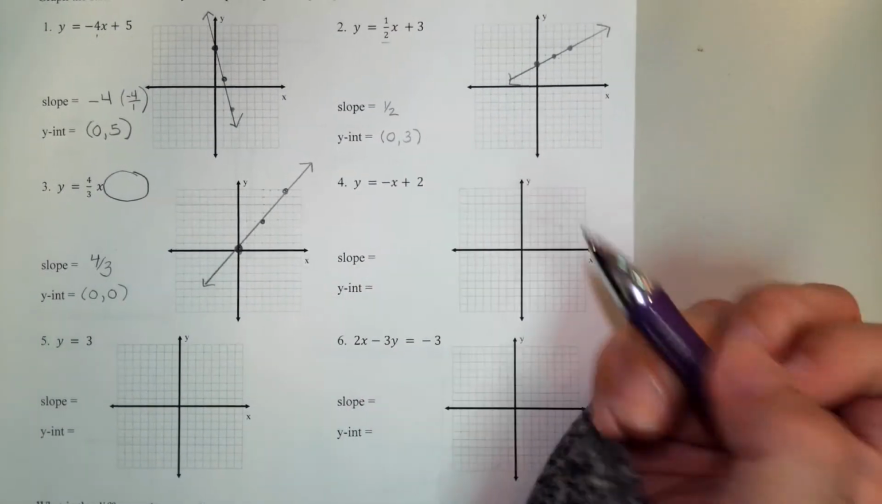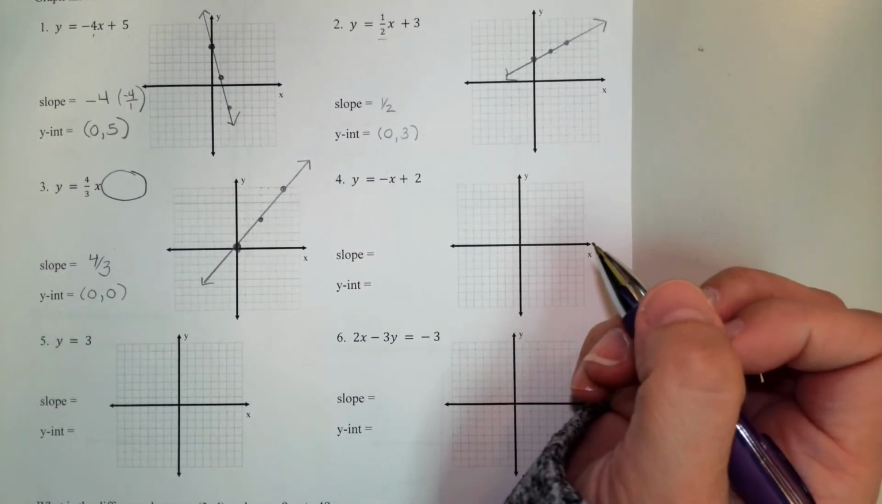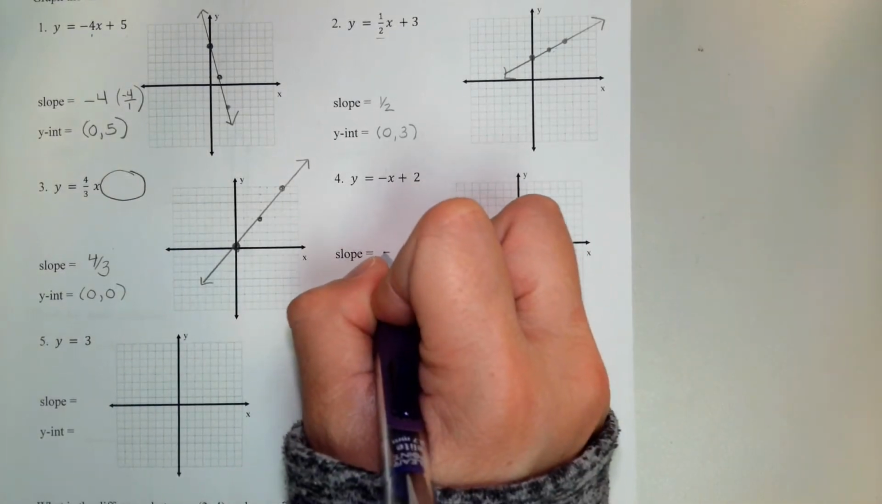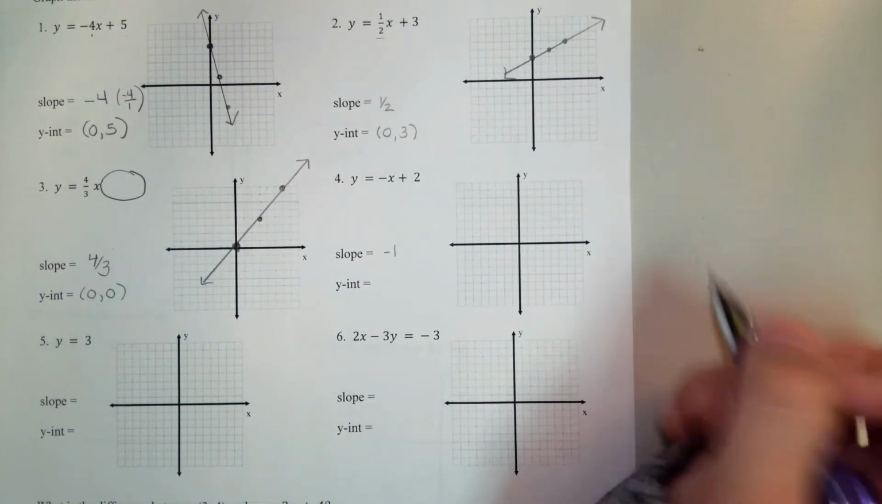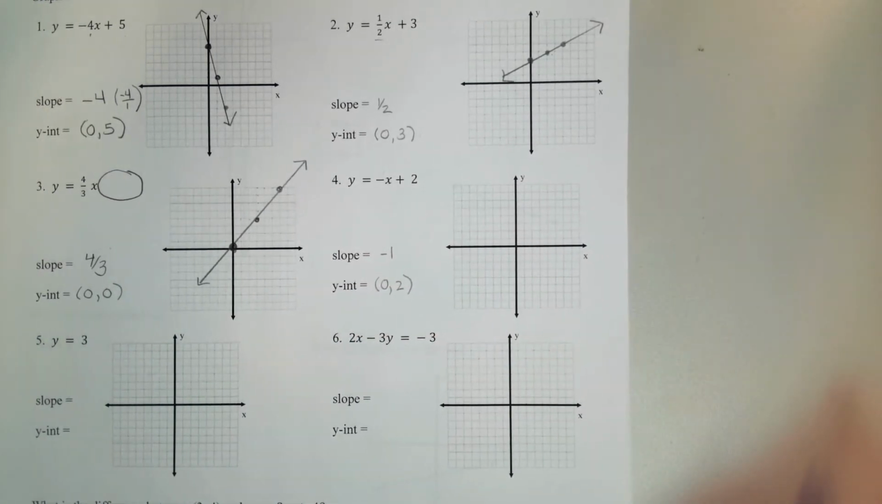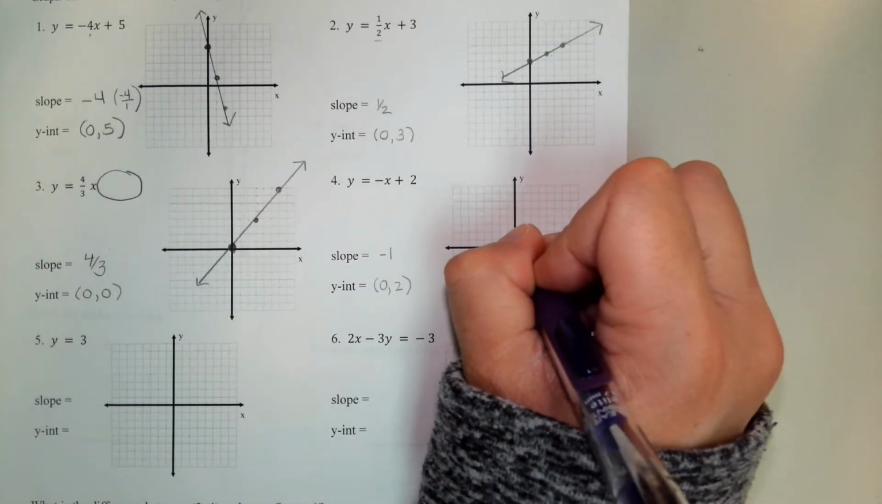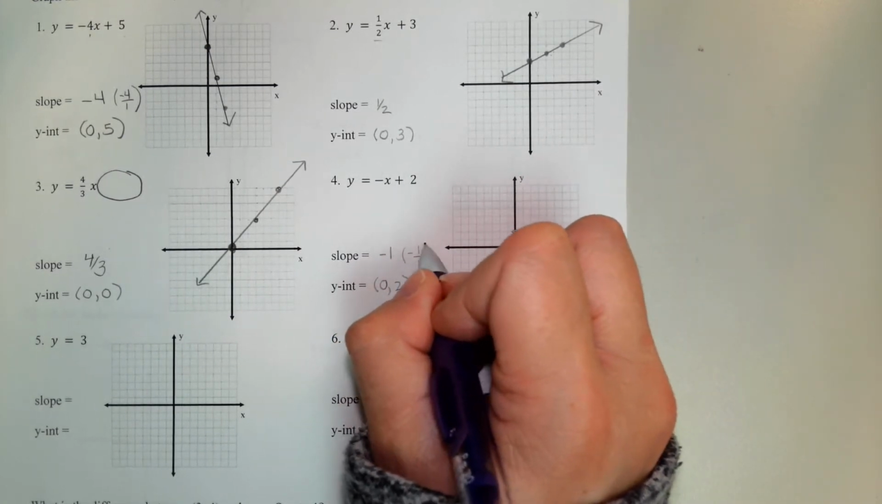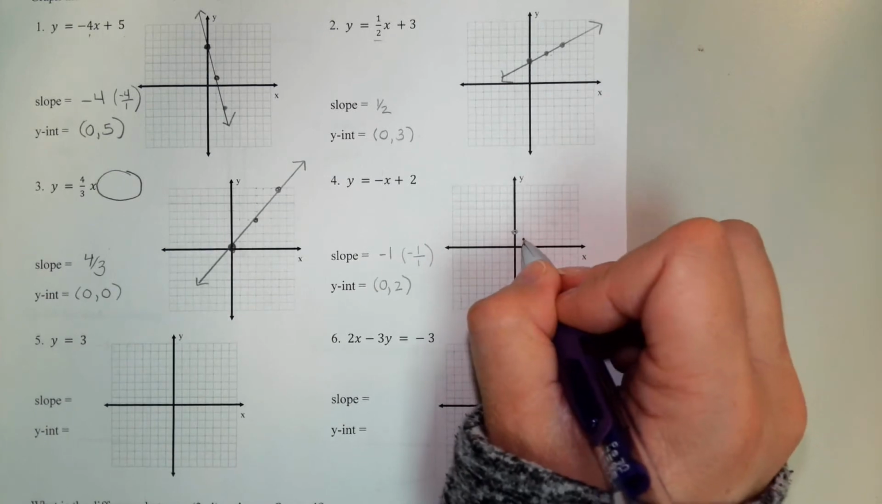This one, there isn't a number there, but by this point we should know that there is an invisible 1 sitting in front of the x, so the slope of this line is -1. And then the y-intercept is 0, 2. So we start up 2, and then from here, again this sits over a 1, we're going down 1, right 1.